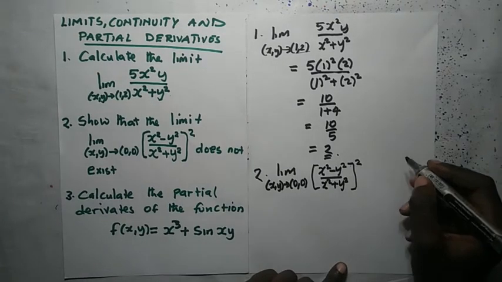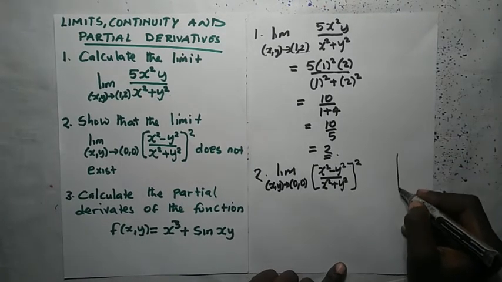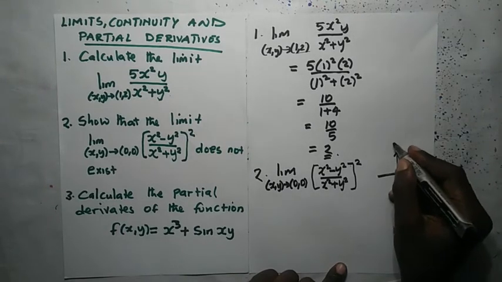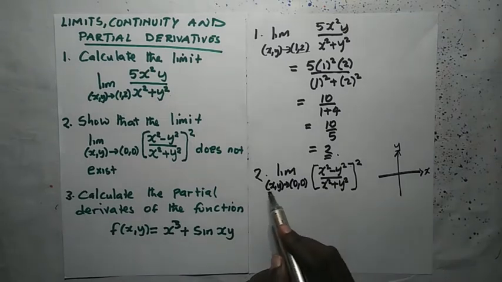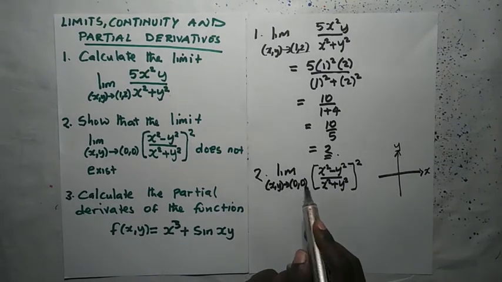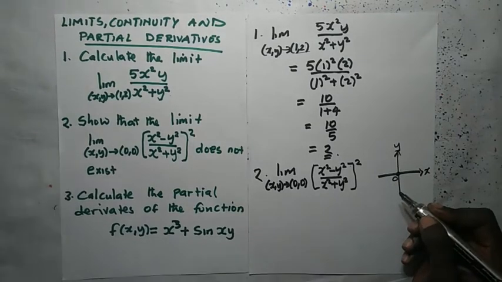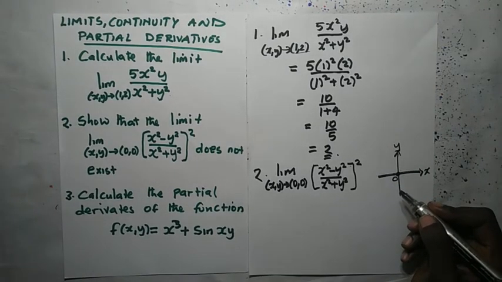So let me draw the x and y axis here. Suppose you have the x and y axis. This is x and this is y. Here we are told that (x, y) is approaching (0, 0), so (0, 0) is here at the origin. So we are going to look at this function from two different directions.